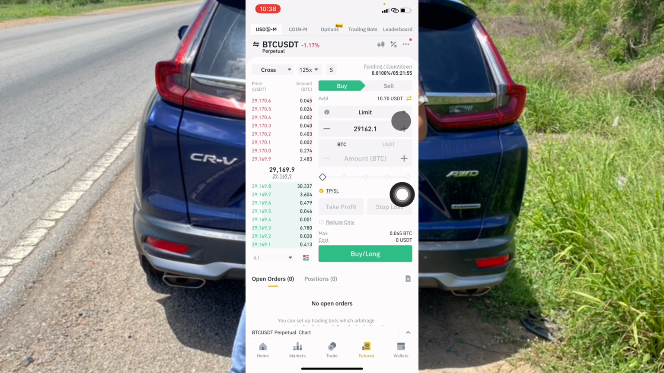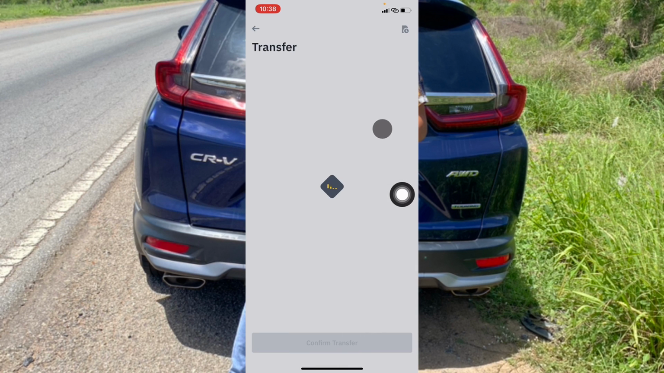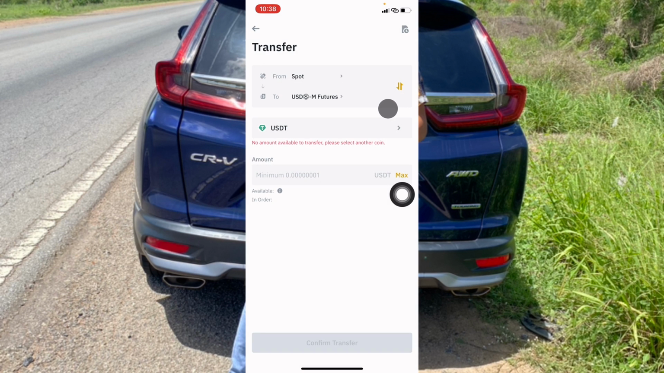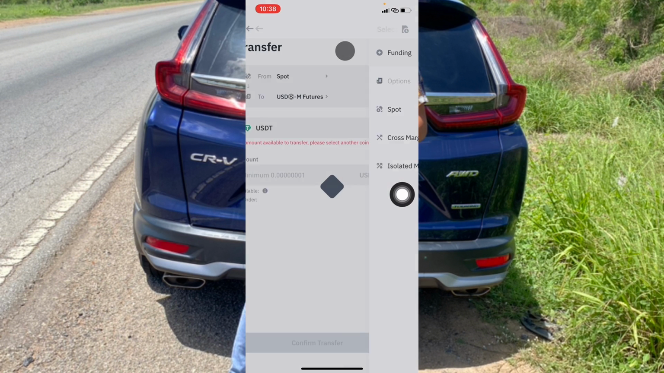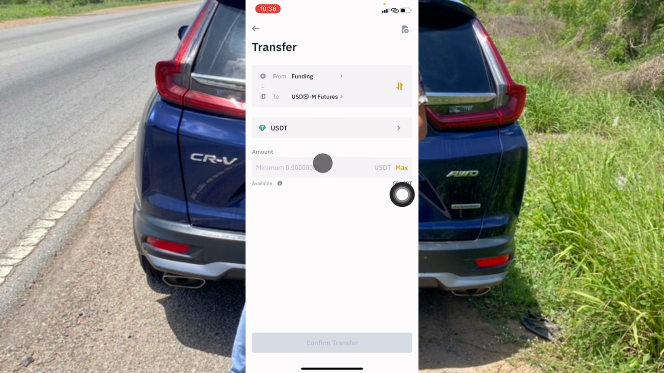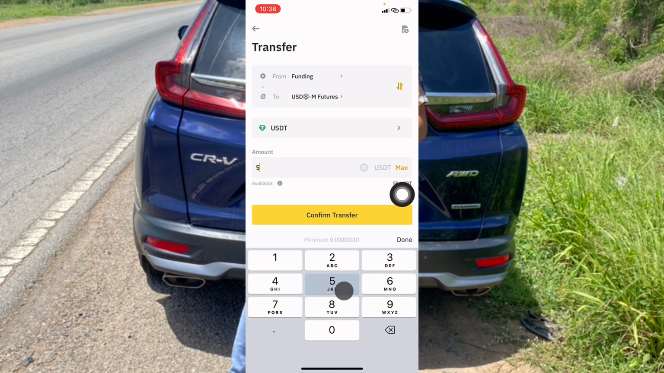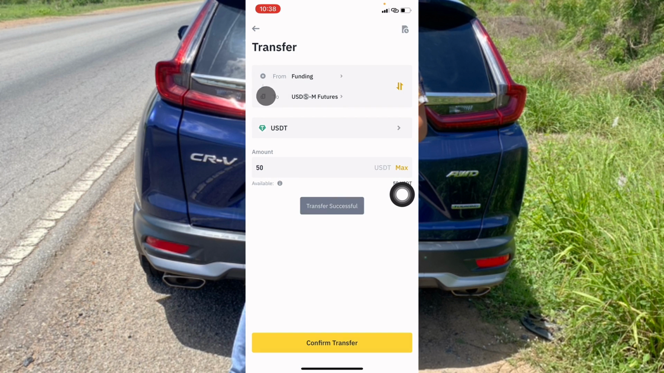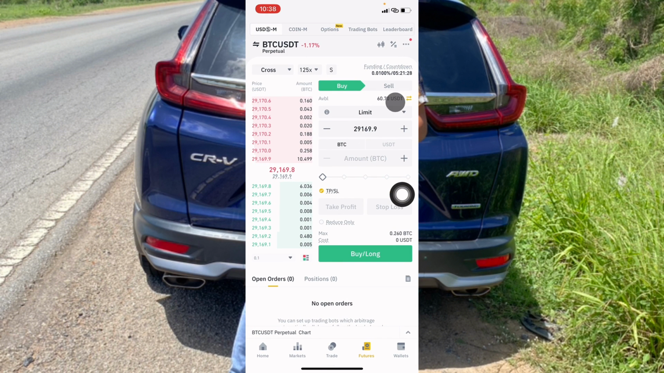So if we want to load our available balance, I can just click on the two opposite parallel arrows here. Then I'll just select where my money is. Right now I have money in my funding wallet, so I can decide to send $50 here. So I can just type $50. Remember, you are sending the money to USDT futures. So I just click confirm. When I click confirm and I go back, now I have 60.7 USDT in my Binance futures wallet.